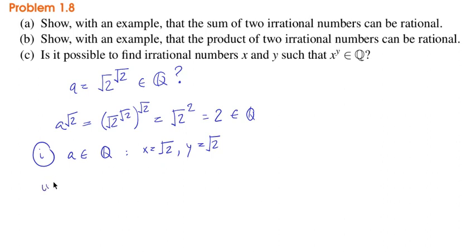But if a is not rational, if a doesn't belong to the rationals, then we know that a to the square root of 2 will be a rational number. So we just need to take x equal to a, y equal to the square root of 2. So it doesn't matter if a is rational or not. These combinations will work so that x to the y is a rational number.